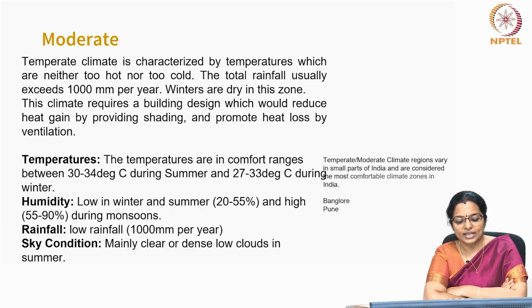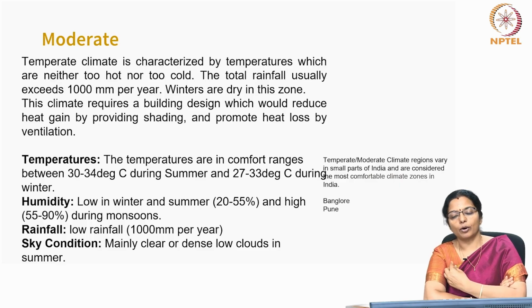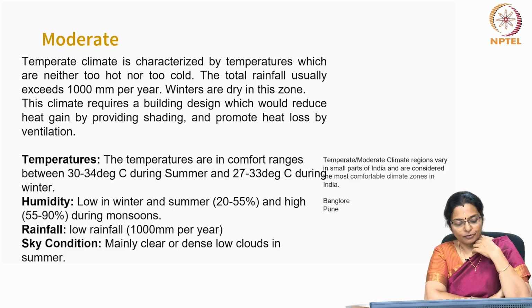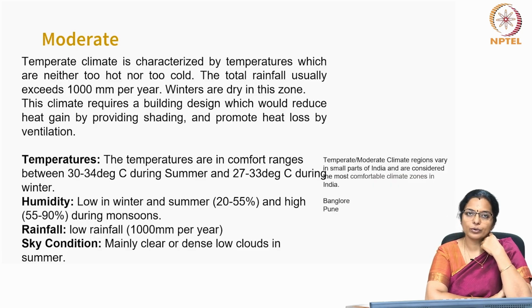This climate requires a building design which would reduce heat gain by providing shading and promote heat loss by ventilation. So, in this climate, the building should be such that heat gain must be reduced through appropriate shading and heat loss must also be promoted through ventilation. The temperatures are in comfort ranges between 30 to 34 degrees centigrade during summer and 27 to 33 degrees centigrade during winter.